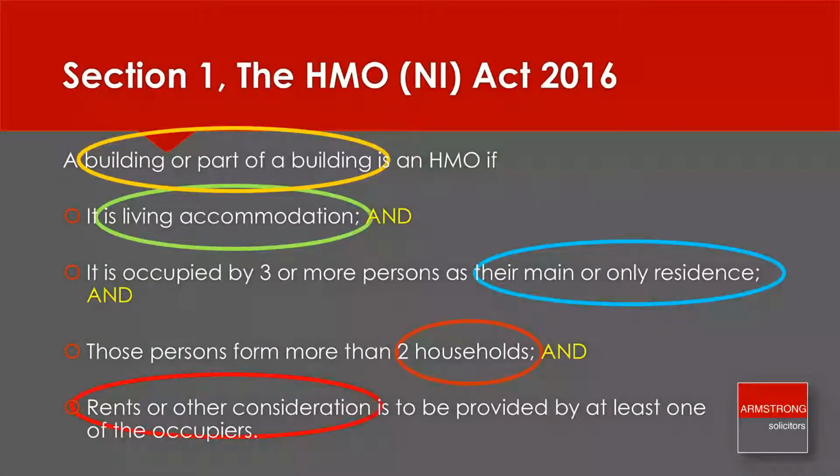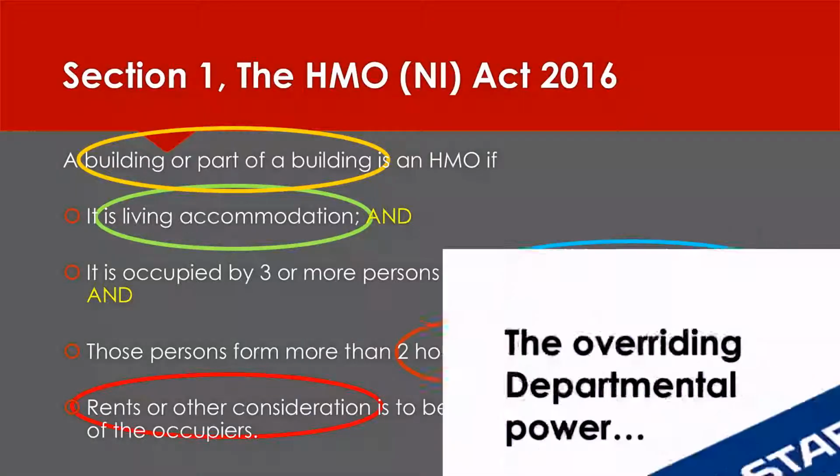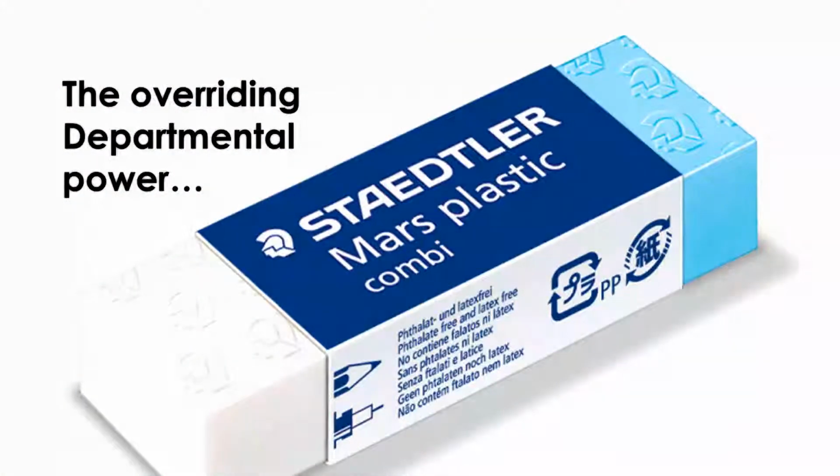And do you know what? That is it in a nutshell, certainly for this episode. We have a building or part of a building, we have living accommodation, we have main or only residence, we have a definition of household, and we've looked at that requirement for needing a rent or other consideration. All of those things have to be present for the property to be an HMO, but there is one thing which I think is actually really important.